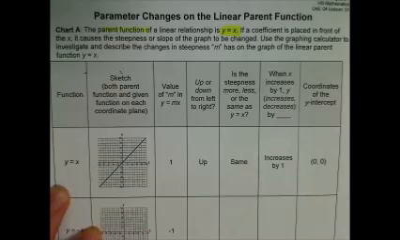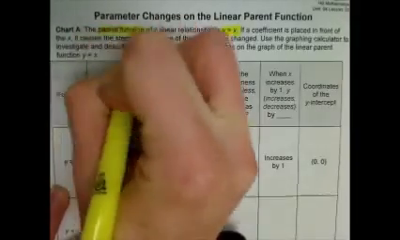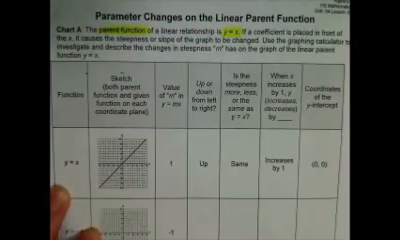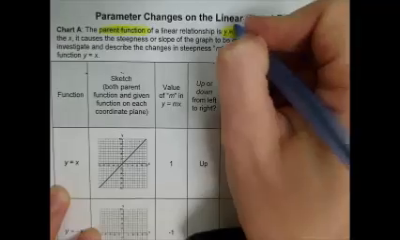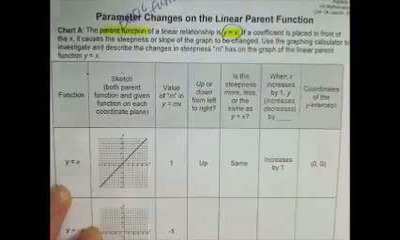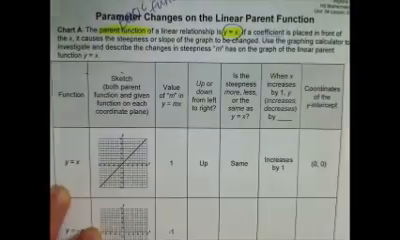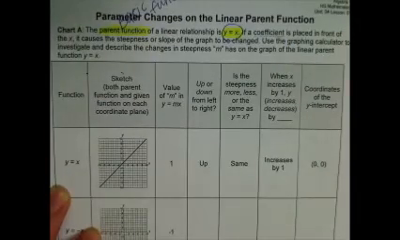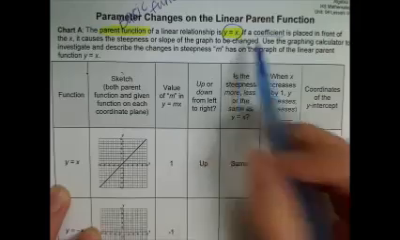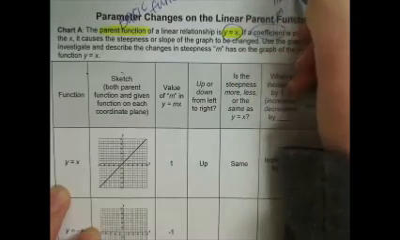Okay, today we are talking about the changes on the linear parent function. The parent function is basically the basic. It is y equals x. If a coefficient is placed in front of x, it causes the steepness or the slope of the graph to be changed. This right here is a number in front of a variable.